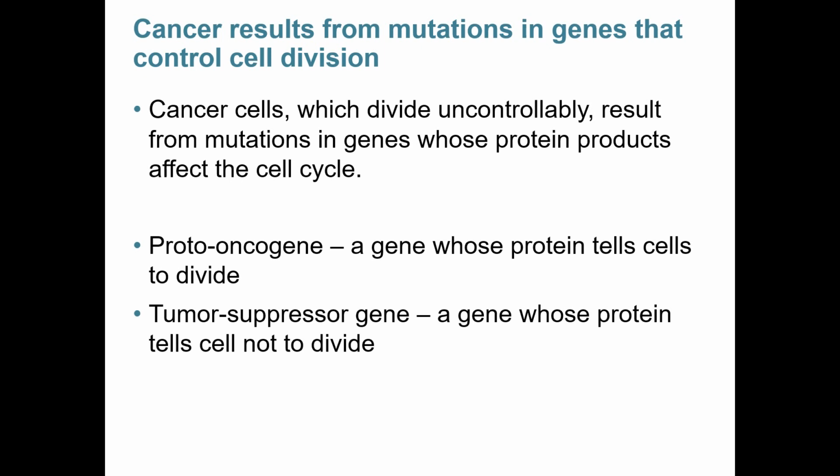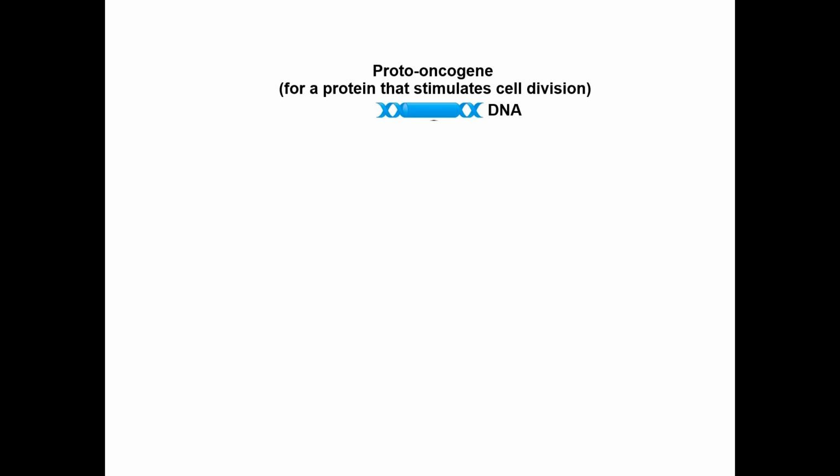Let's think about an example. Here we're starting with a proto-oncogene. This creates a protein that stimulates cell division. Under normal circumstances, this cell will only divide when it's supposed to. If we have a mutation that's within the gene, we might have a situation that when the proto-oncogene is turned on, the protein is super effective. This means normal amount of protein, but increased cell growth.